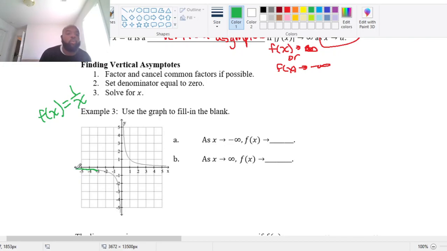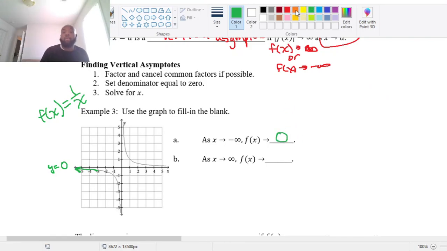Notice our function is going to ride this line, sort of riding this line here indefinitely. Well, this line here is the line y equals 0. That's our x-axis. The x-axis is the line y equals 0. I want to know what y values on my graph are getting closer and closer to. Since they're getting closer and closer to my x-axis, and my x-axis is the line y equals 0, then as x approaches negative infinity, f of x approaches 0.